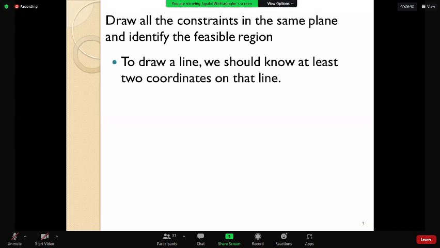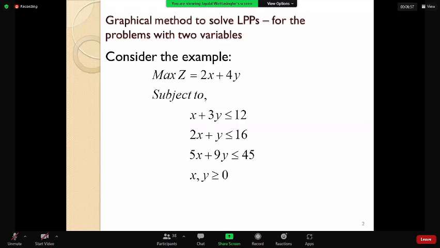Then the problem is how we can find two coordinates. How we can find two coordinates for this first one, x plus 3y equals 12.